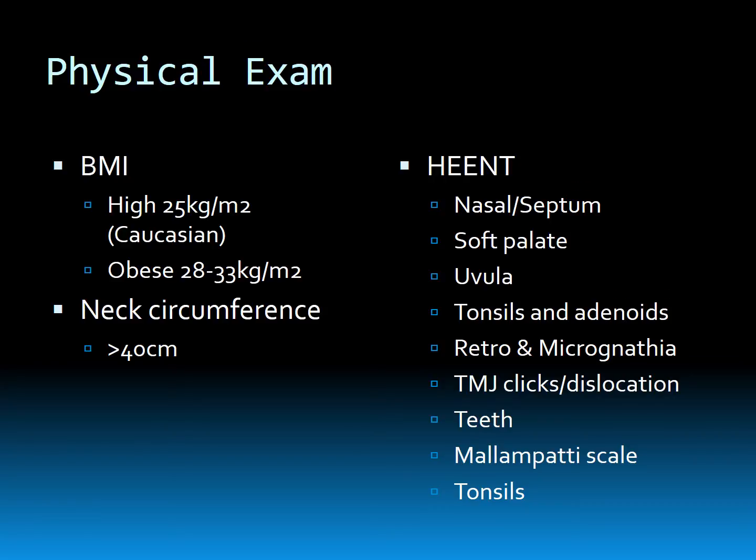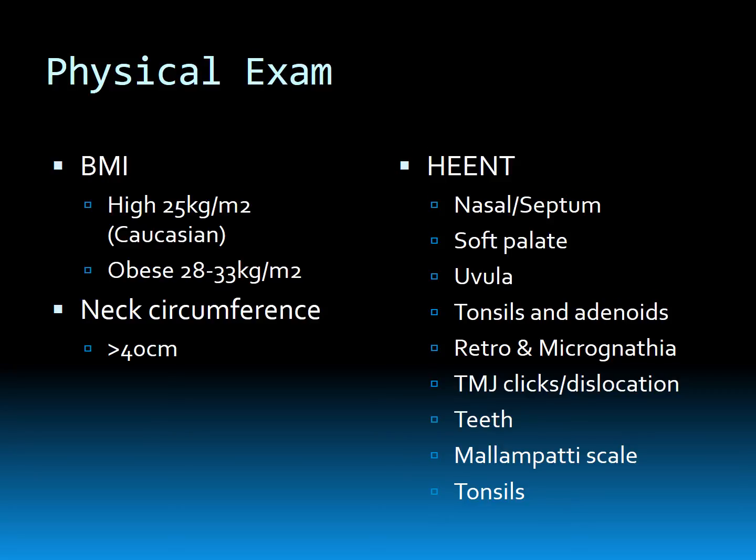Then the head, ears, eyes, nose, and throat exam, or the HEENT. At the nasal septum, they're looking for asymmetry or enlargement of the nasal turbinates. At the soft palate, they're looking for low-lying bony structures and a narrow or high arched palate. The uvula, they're just looking to see if it's enlarged. Tonsils and adenoids, again looking to see if they're enlarged. Presence of retrognathia or micrognathia, that's the placement of the jaw being far back in their neck. Presence of teeth or dentures, which may affect treatment of OSA.